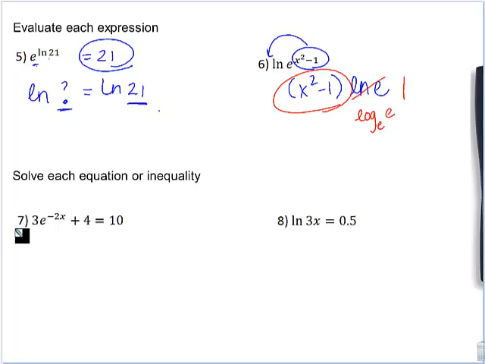So number 7, we have 3e to the negative 2x plus 4 is equal to 10. So we first want to get the e to the negative 2x alone. So we'll start off by subtracting 4 from both sides of the equation. We now are left with 3e to the negative 2x is equal to 6. Next, to get the e alone, we can divide both sides by 3. We now have e to the negative 2x is equal to 2.